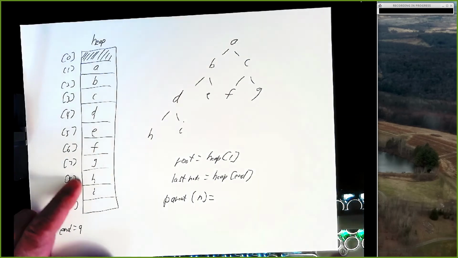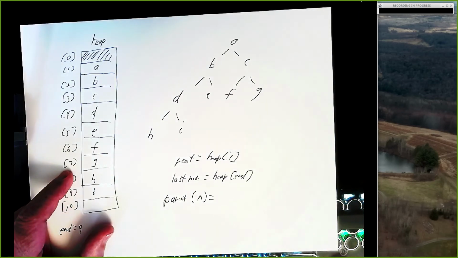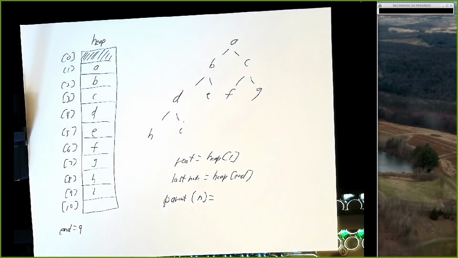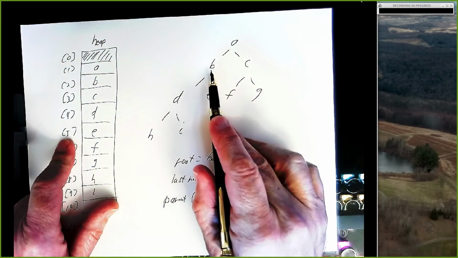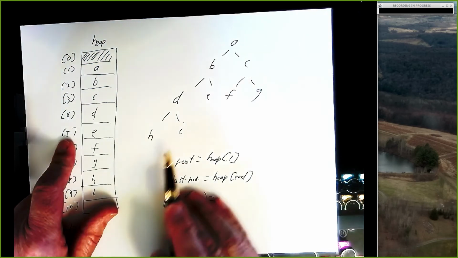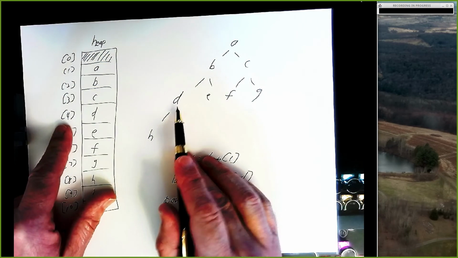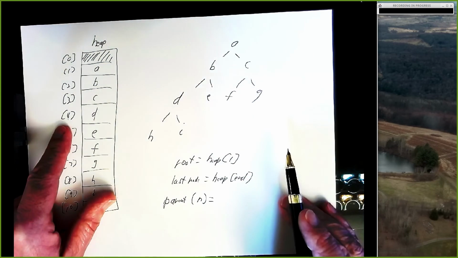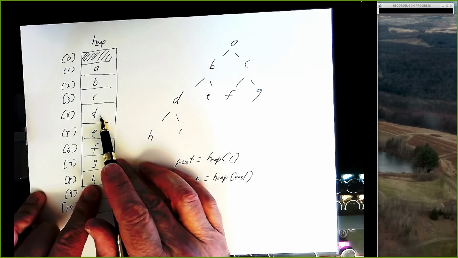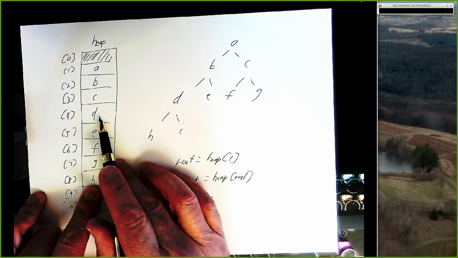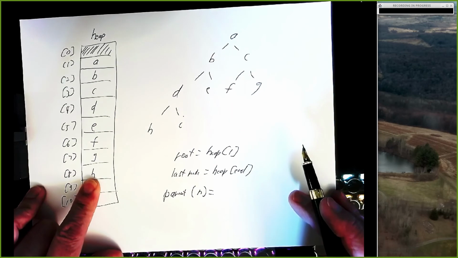Now, if I have a node at index n, what is the index of its parent? For example, E is at index 5, its parent B is at index 2. D is at index 4, its parent B is at index 2. H is at index 8, its parent D is at index 4. So is there a rule for finding the index of a parent, given the index of the child?